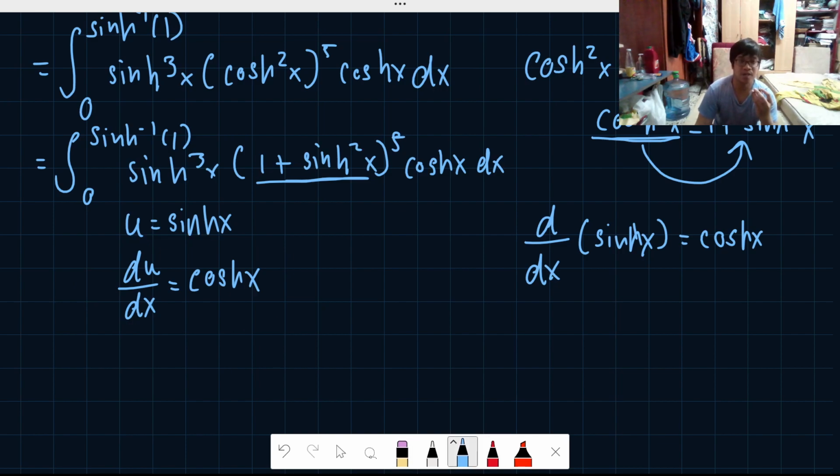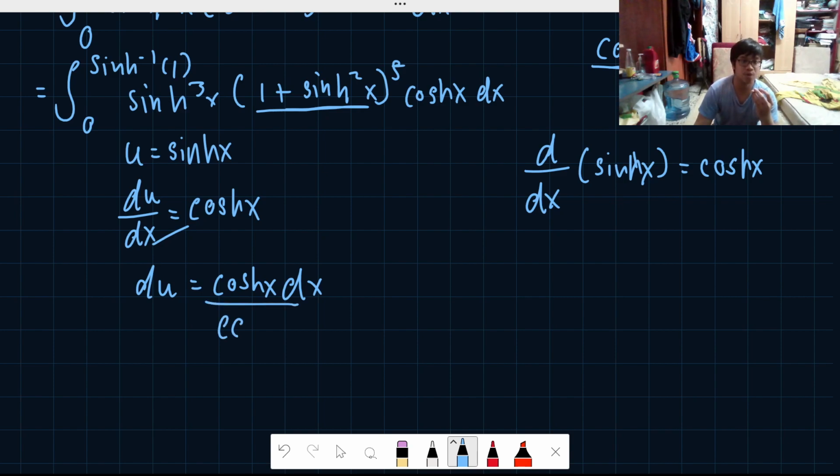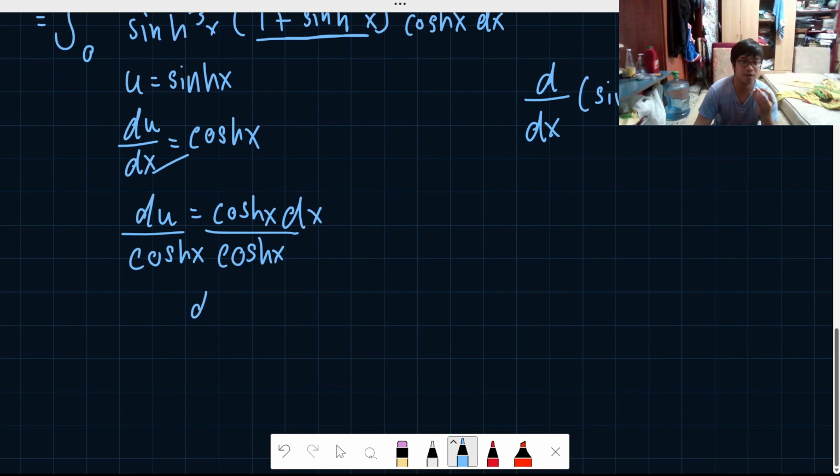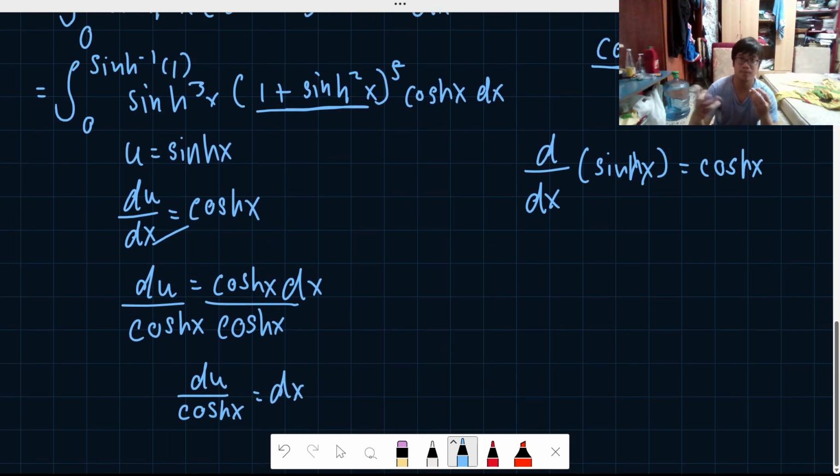So what I can do here is cross multiply. So we will have du as hyperbolic cosine of x times dx. Then, to find dx, we're going to divide both sides by hyperbolic cosine. So what's left is du all over hyperbolic cosine is equal to dx. And that's it. We have found our dx.